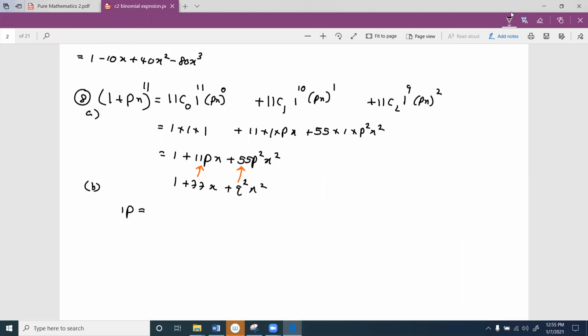11p is equal to 77. Therefore, p is equal to 7. This is pretty simple. Then 55p squared is equal to q squared. Then 55 into 7 squared is equal to q squared. Then we need to find the value for q. q is equal to the square root of 55 into 7 squared. That's the value for q.